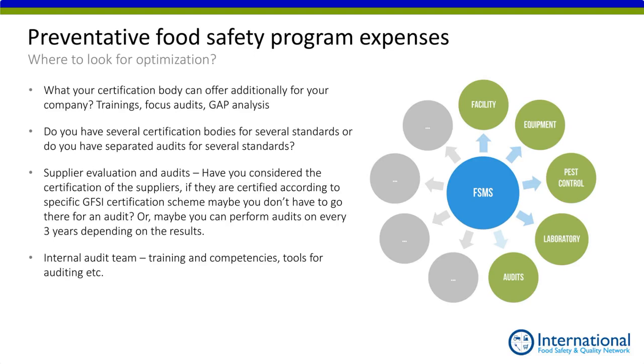So you don't lose resources, you don't lose time on this. Or maybe you can perform audits every 3 years, depending on the results. Nobody's saying how often you should do it. Maybe you can do the audits of your suppliers once in 3 years if they are really good. And that's, again, how you optimize the expenses.